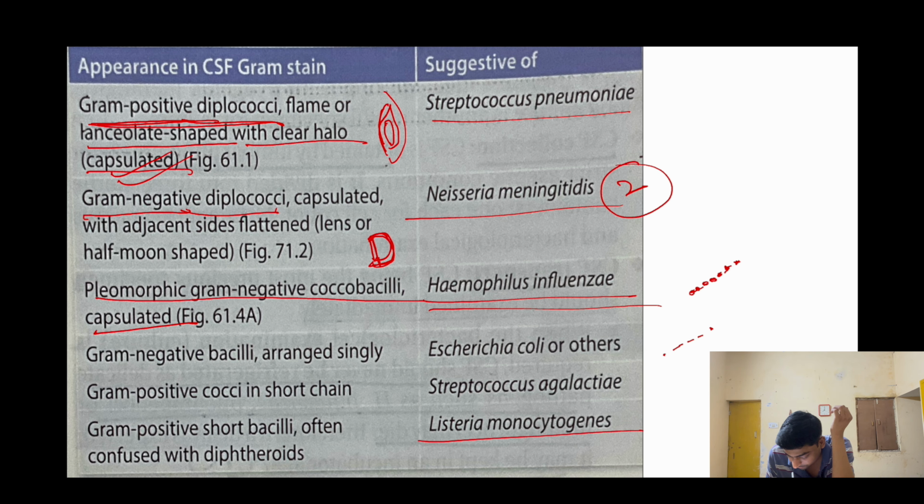And at last, we have Listeria monocytogenes. It is also a gram-positive short bacillus, but it is often confused with diphtheroids.